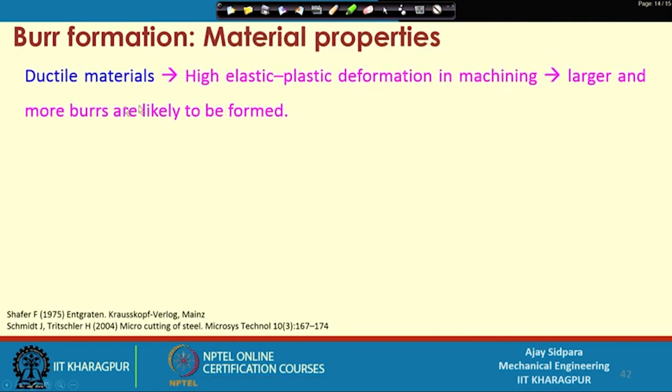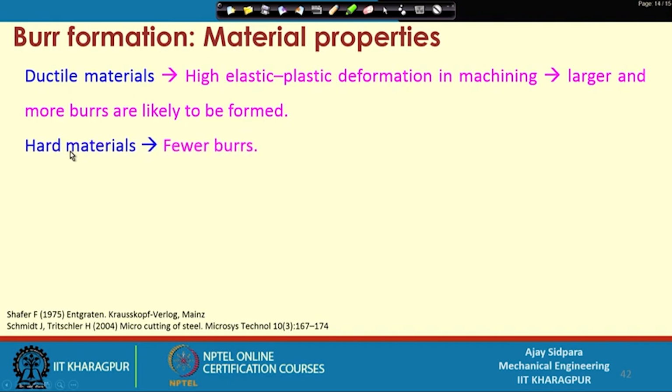Now, coming to material properties. The material properties also play an important role, as we have already seen in the last class. If the material is ductile, then what is going to happen? High elastic plastic deformation in the machining, and that is the reason that larger and more burrs are likely to form. That is because of the material property, that the material is able to elongate a little bit more, and by that time your tool will have passed over the surface and you are not able to remove it effectively.